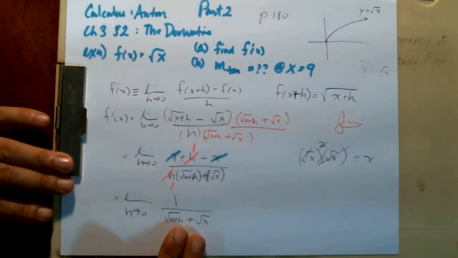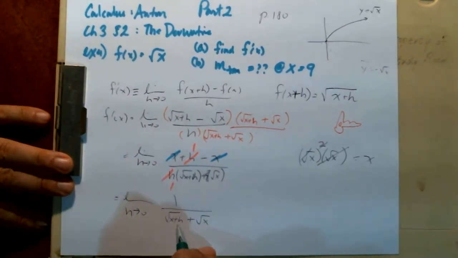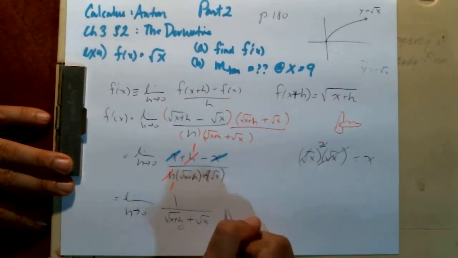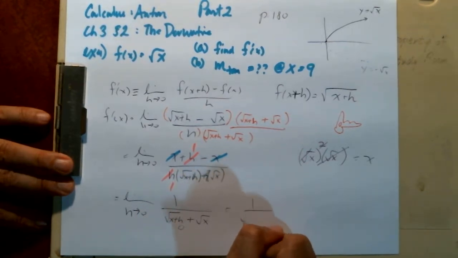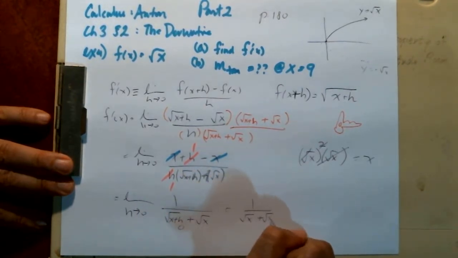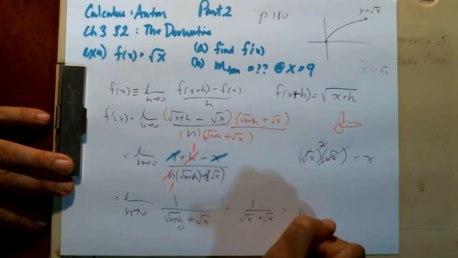Okay. And what you notice now is you can plug in 0 for your h. X plus 0 is just x, right? Within the radical. So you end up with 1 over square root of x plus the square root of x, which is just 1 over 2 square root of x.